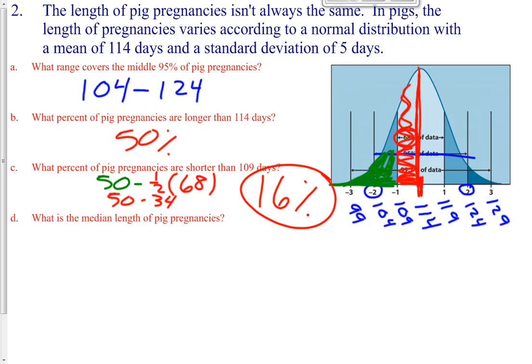What is the median length of pig pregnancies? Well, class, in symmetrical data, if the mean is 114, the mean and the median are at the exact same spot. So 114 days is the median as well.